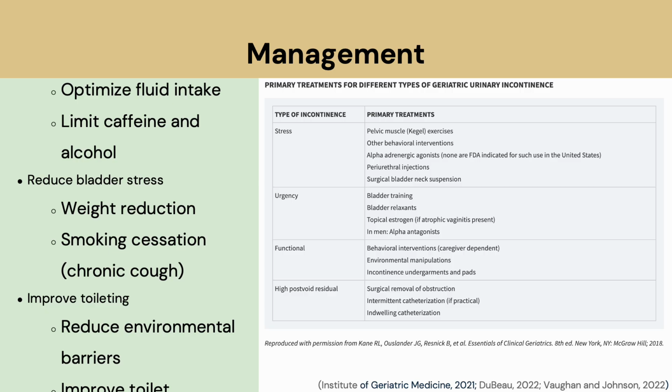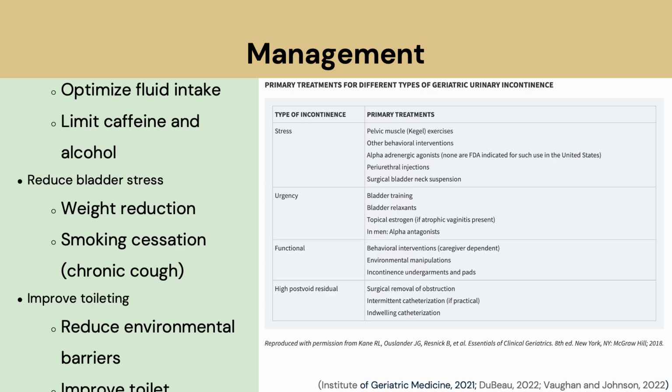The next one, improve toileting. Make it easier for patients to reach the toilet by reducing environmental barriers and improving toilet accessibility. The last one, don't forget to prevent and treat constipation, as constipation can worsen UI by increasing pelvic floor strain and compressing the bladder. Although these interventions may seem simple, they often have a meaningful impact on symptoms and should always be the first step before considering pharmacological treatment.